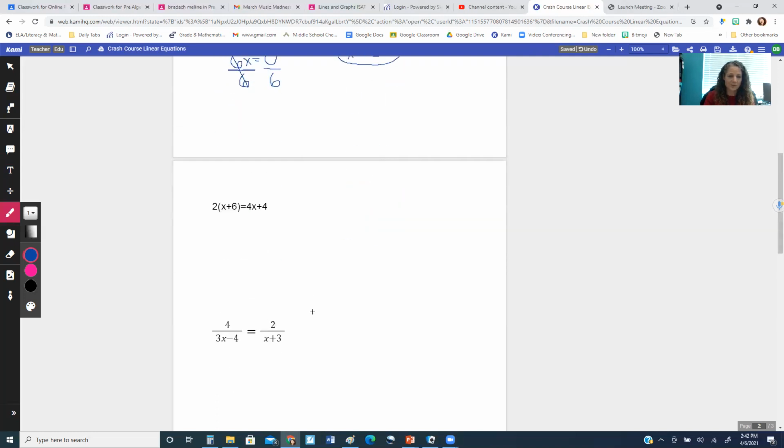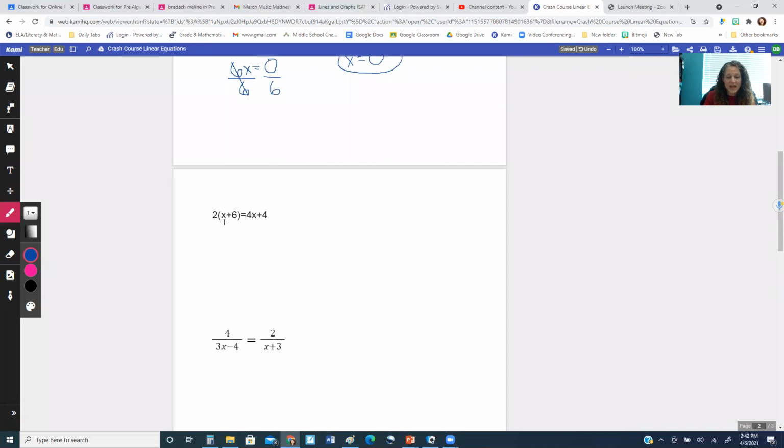All right. Ooh, we've got x's on both sides and we have things being distributed. We can handle this, okay? So the first thing we need to do is get rid of these parentheses and distribute this 2 through. So we have 2 times x and we have 2 times plus 6. So 2 times x is 2x. Plus 2 times plus 6 is 12. Equals 4x plus 4.